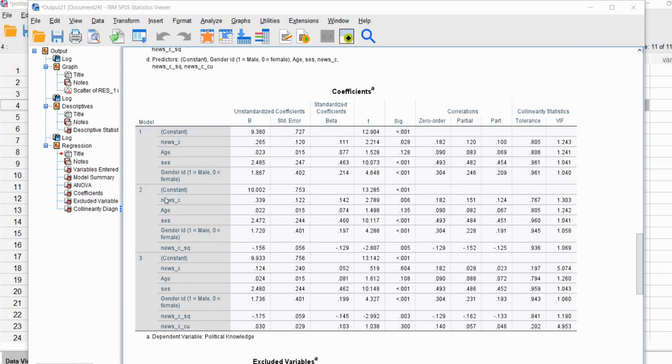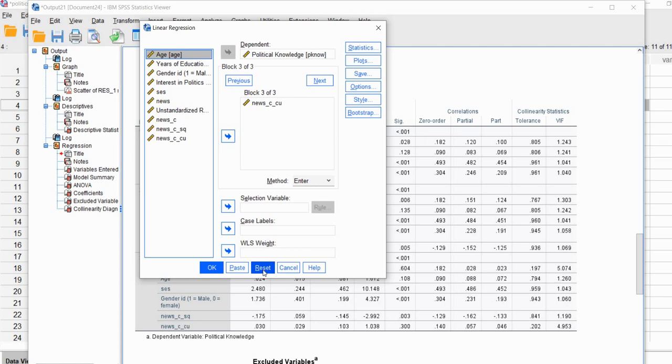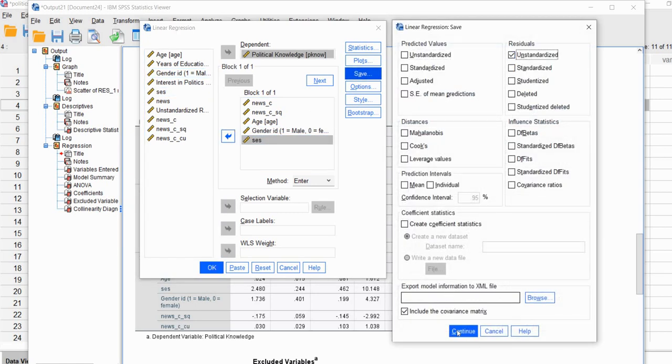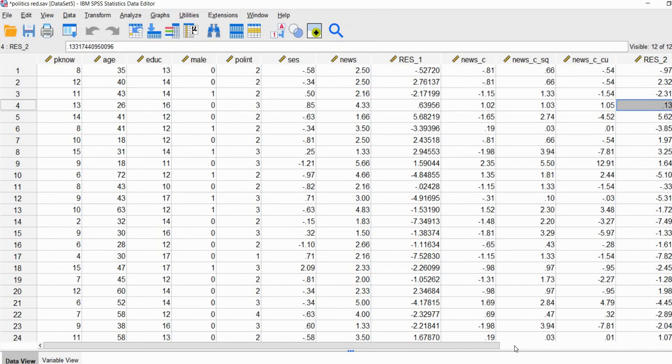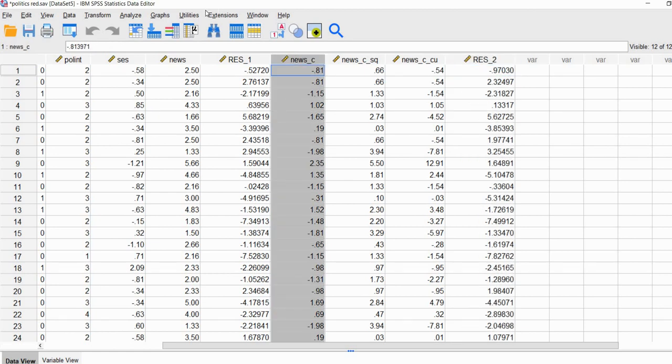Okay, so now what I want to do is to go back and generate the residuals for model 2. So I'm going to go back to linear, and I'm just going to reset this. Move political knowledge in along with our news C, our squared news variable, along with our age, our gender ID, and our SES, and then we'll click on save right here. We'll click on unstandardized residuals, continue, and then on OK. And so now we've got our new column with the unstandardized residuals, and so we're going to plot this against our news C variable, if you will.